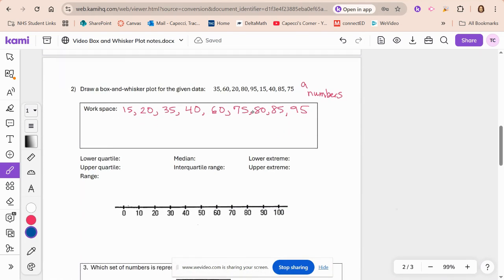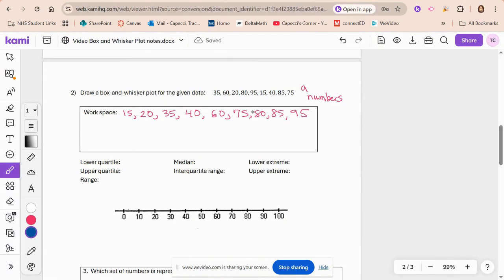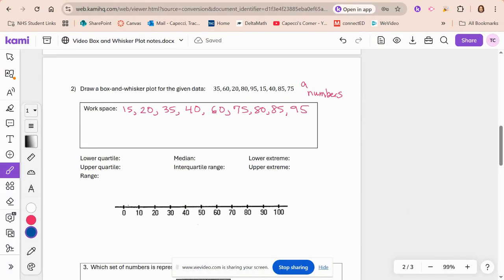All right, let's try another one. This time there's 9 numbers. So when I go to do my box and whisker, my median now is a definite value. It's 60. And again, I'm going to take the middle of my lower half, and that's going to be 27.5. That's my lower quartile. And the middle of my upper half, and that's going to be 82.5.